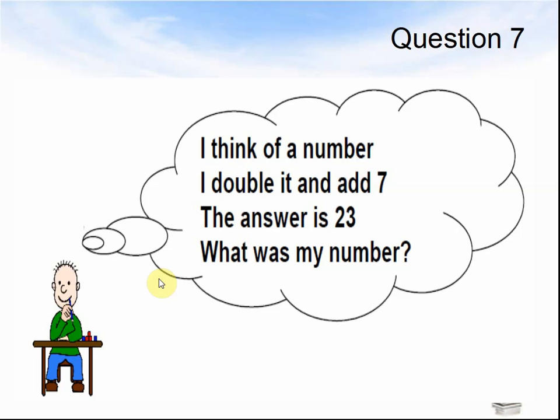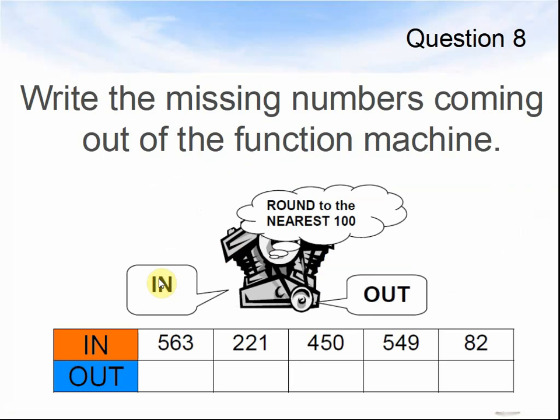Here comes question 8. Question 8. Write the missing numbers coming out of the function machine. In, round to the nearest 100, and out. So the number goes in, is rounded to the nearest 100 and comes out a different number.